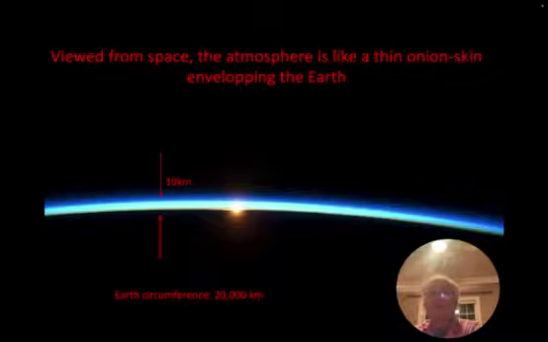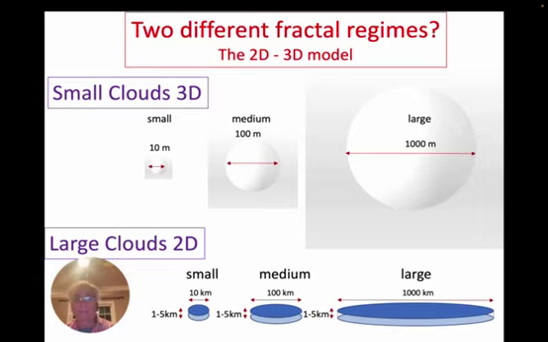The problem with the perimeter length relation is that it spans clouds 1 kilometer across to over 1,000 kilometers long. However, when you view the Earth from outer space, the atmosphere appears like a thin onion skin only about 10 kilometers thick, 1,000 times smaller than the Earth. How is it that we still get fractals all the way?